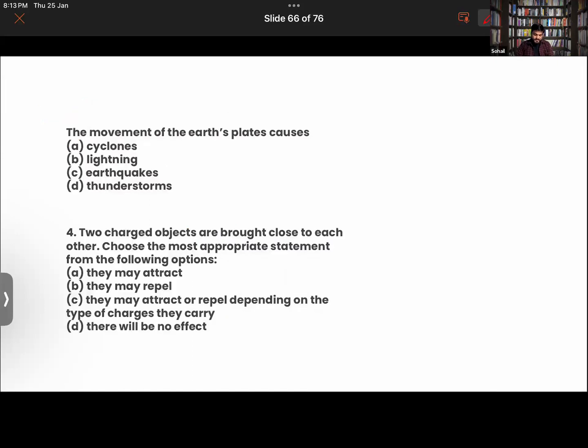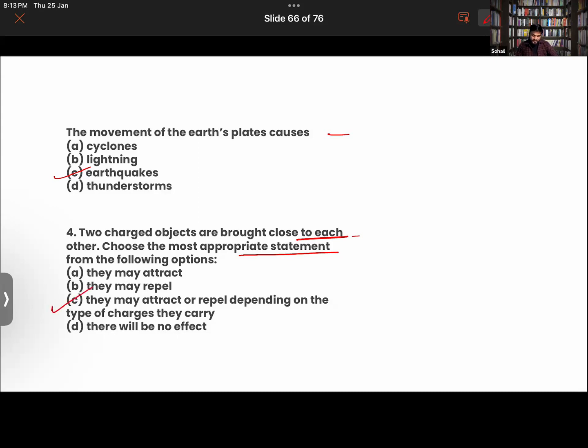Okay, anyways, see these questions. Anyone can answer these questions. I'm not assigning them. Movement of Earth's plates causes earthquake. Two charged objects are brought close to each other. Choose the most appropriate statement from the given options. Sir, they may attract or repel depending on the type of charge they carry.